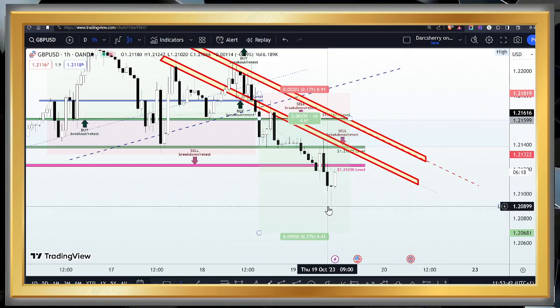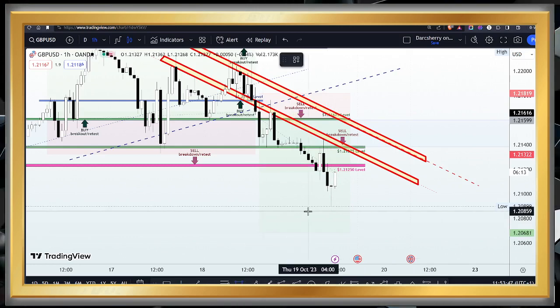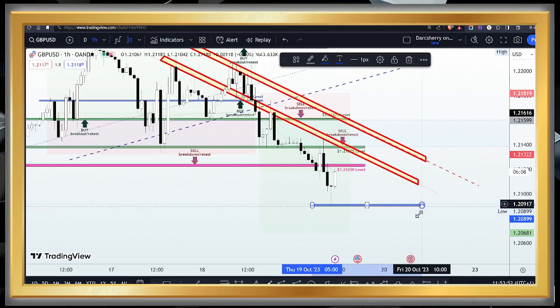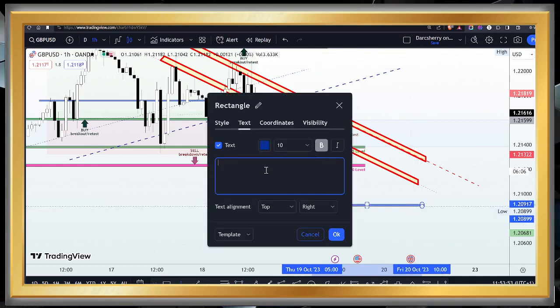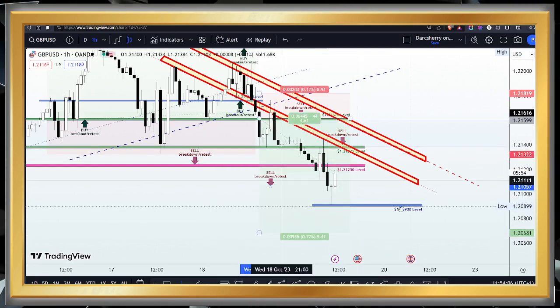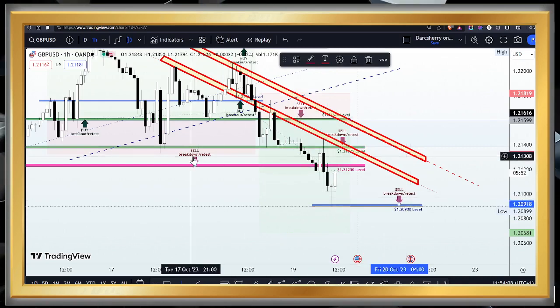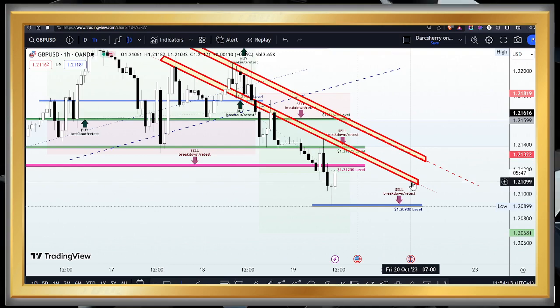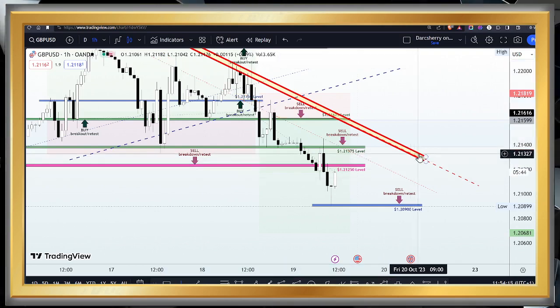Then we also have another level here at the 1.20900 area, which we do want to be marking out on our charts. A further breakdown of this level will be welcoming more selling positions. So the 1.20900 level, as you will see here, place it at the bottom, and here we go. Let's see if price will continue to break down the structure. If it does break down, we do want to be adding more sell positions. So these are my views on the GBPUSD.